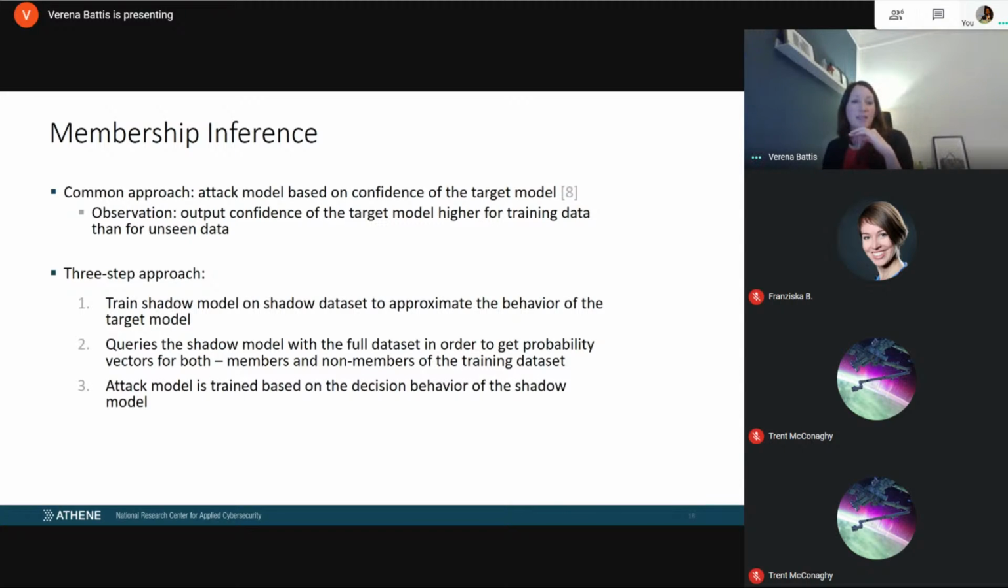In the last step, the attack model is trained based on the decision behavior of the shadow model, where the features are the output probability vectors of the shadow model, and the labels are the binary codes indicating whether the data point was used for training or not.